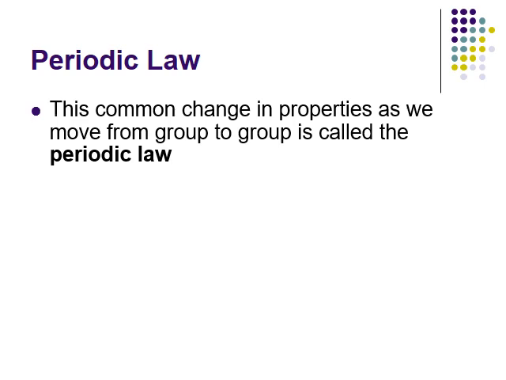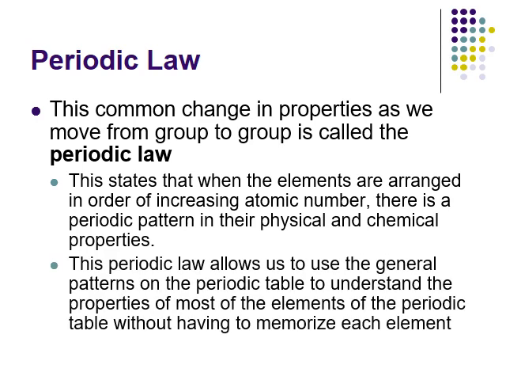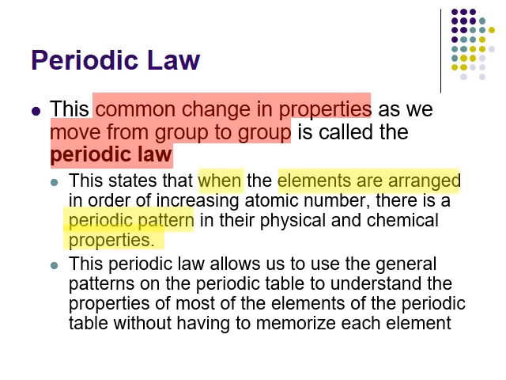So, periodic law. This change in properties as we move from group to group is called the periodic law. It officially states that when elements are arranged in order of increasing atomic number, there's a periodic pattern in their physical and chemical properties. Really, we need to know we've organized by atomic number, properties repeat. And this means that we do not have to memorize the periodic table. We do not have to memorize all elements that are known. We have to know a few. And if we know a few of those elements, we know that elements in the similar family have similar properties. So we have to memorize far less.